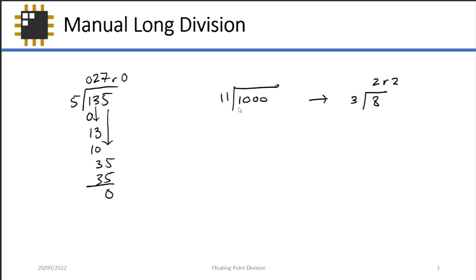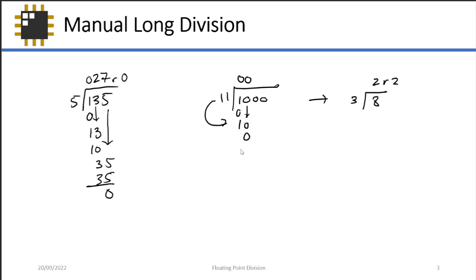First, we try to fit 11 in 1. Clearly, 1 is the lesser number, so we have 0. We can fit none of that, and 1 minus 0 is still 1. We bring down this 0. We have 10. How many 11s can we fit in 10? We can't fit any. So that's also still a 0. Then multiply, and get a 0 over here.